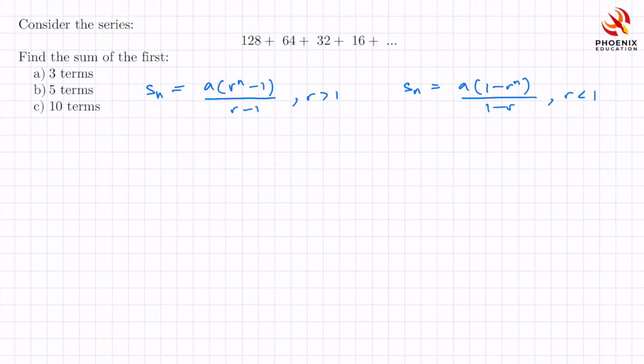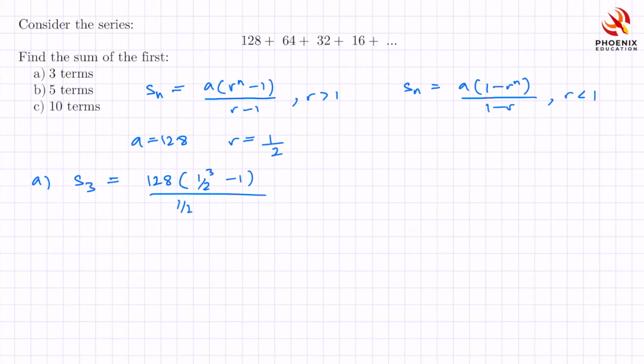So for our question, the first term is 128, so a will be 128, and r is half since the terms are decreasing by a factor of 2. Now let's have a go at part A. We want S3, which is equal to a, 128, times r, half, to the power of n, which is 3, minus 1, divided by r, which is half, minus 1.